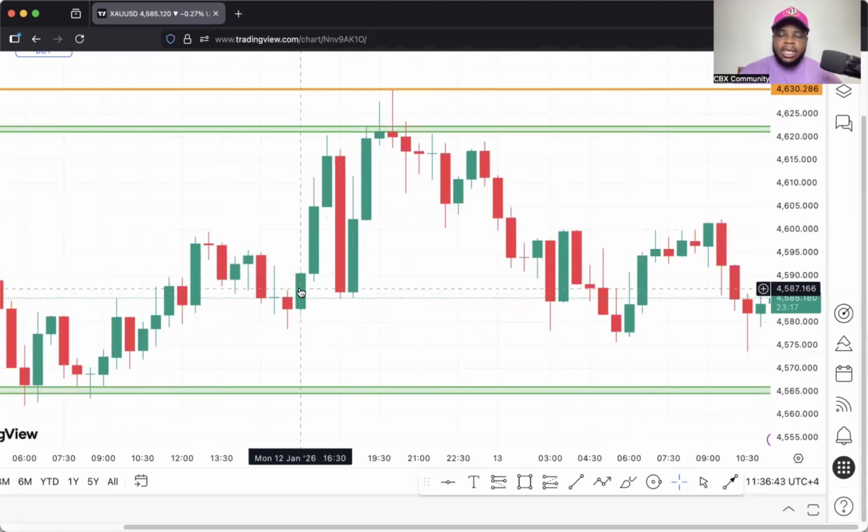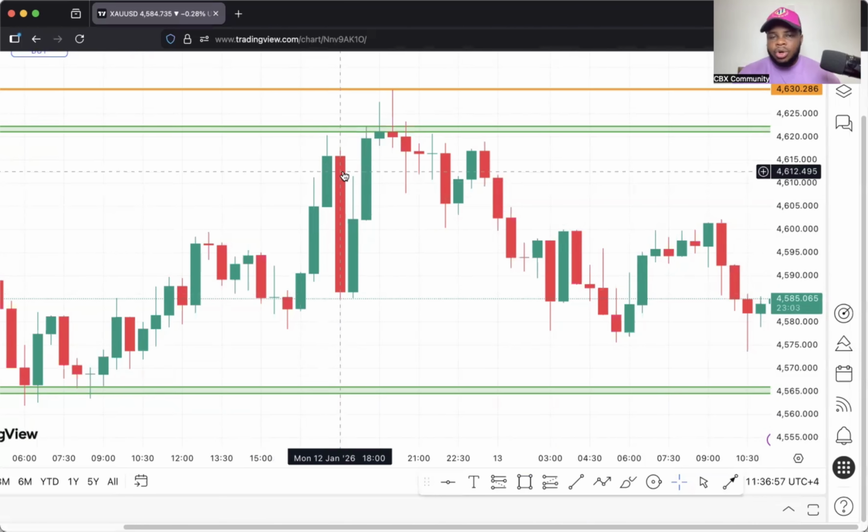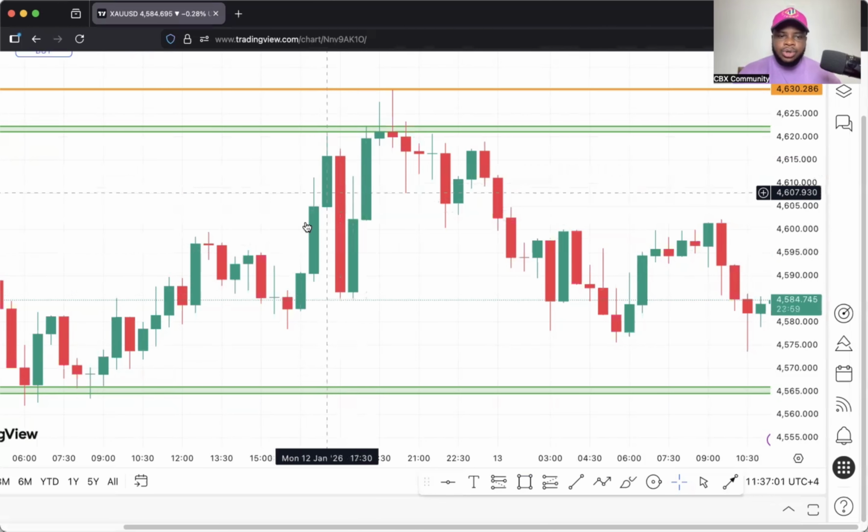You see that this candle is a strong bullish candle. This candle is bigger than this candle. The body of this candle is bigger than the body of this candle, and the body of this candle is also bigger than the body of this candle. But the next candle closed as a strong bearish candle that rejected this zone over here. So the formation of these candles means this zone over here.